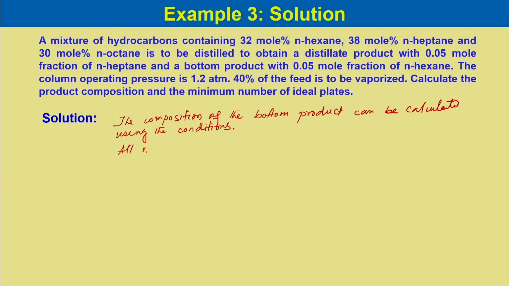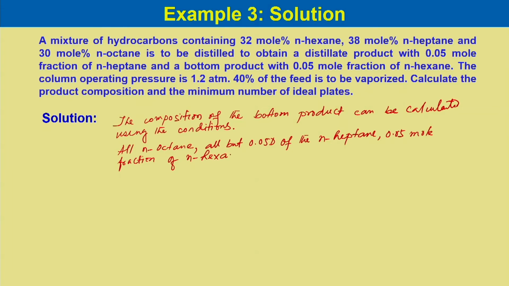All normal octane, all but 0.05 D of the n-heptane, 0.05 mole fraction of n-hexane, so now we can calculate the compositions. Let us develop the table.